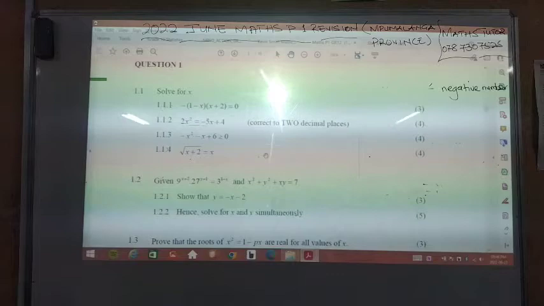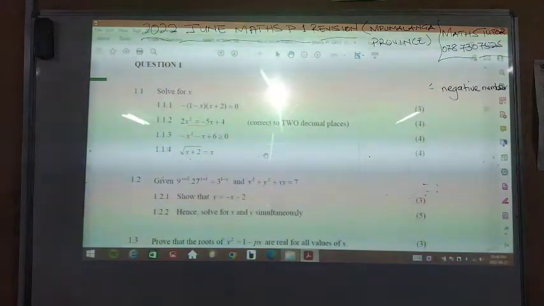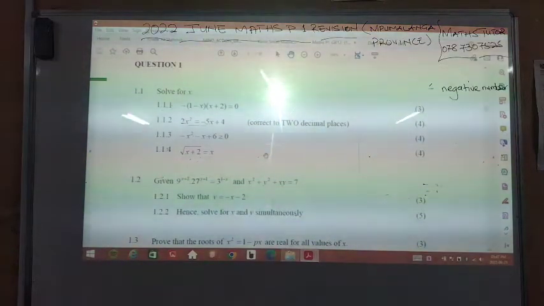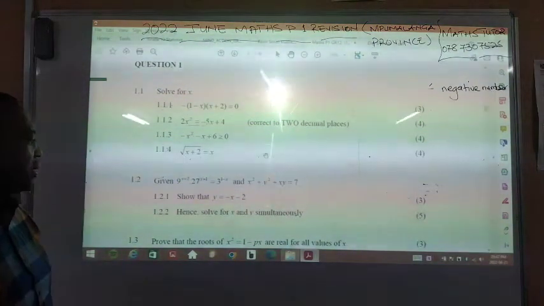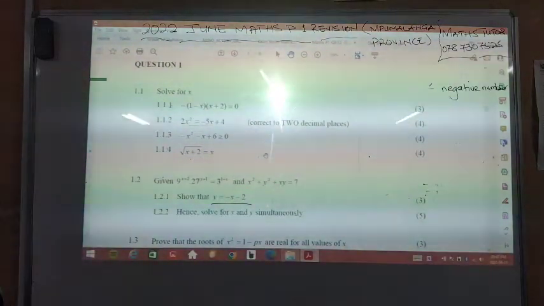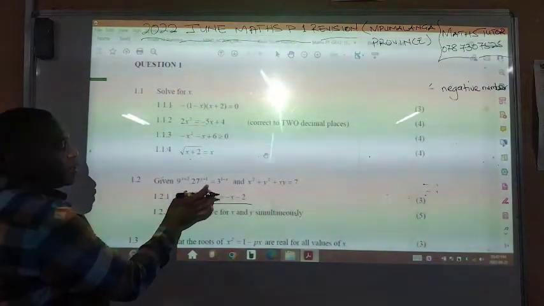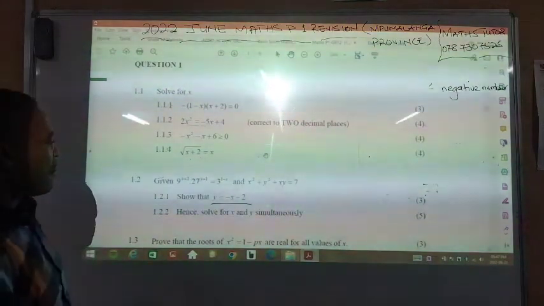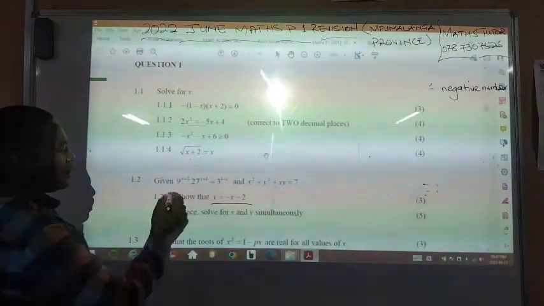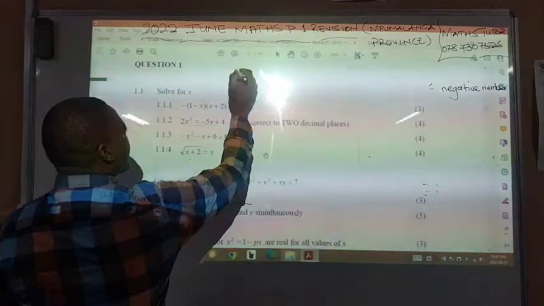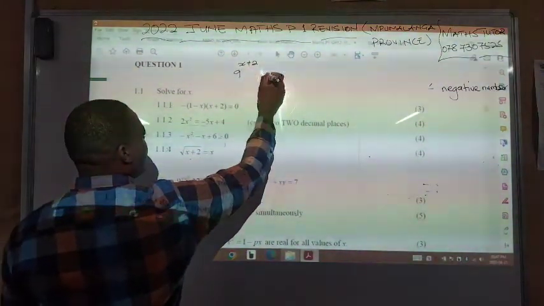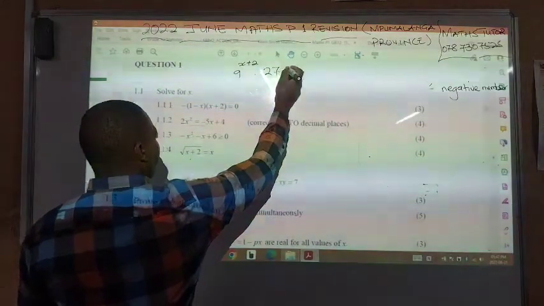1.2, we are given 9 to the power x plus 2 times 27 to the power y plus 1 is equal to 3 to the power 1 minus x. So we are asked to show that y is equal to negative x minus 2. Now, this is purely an exponential equation which we are supposed to reduce to this. So the important thing is that we need to establish the same base first.